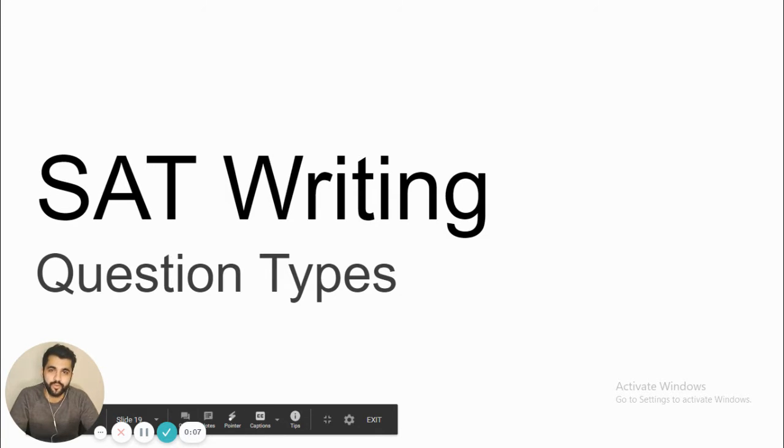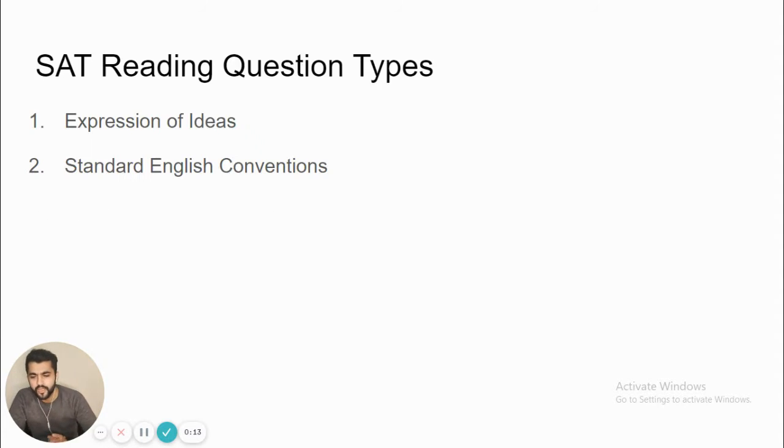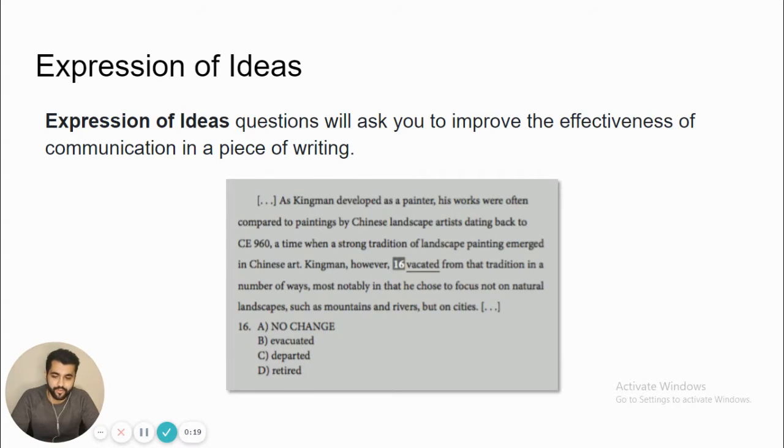Hi, in this video, we will cover the two major question types that appear on the SAT writing section. So let's start. Number one is expression of ideas, and number two is standard English conventions. So, what are expression of ideas?